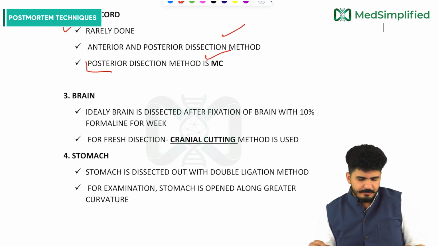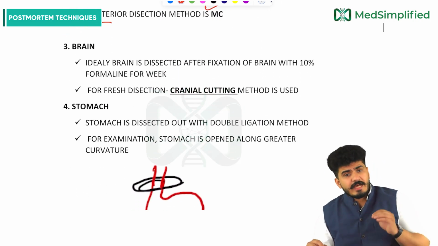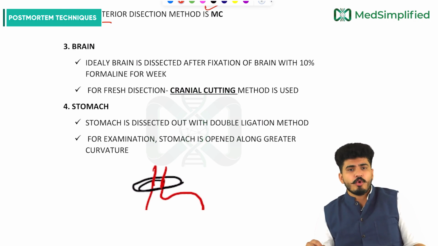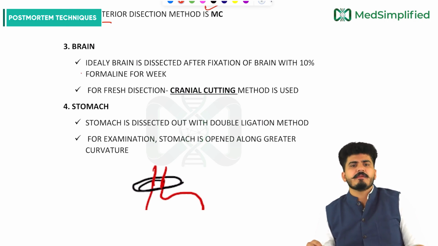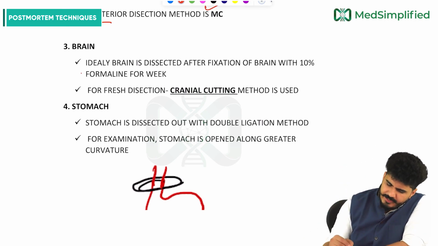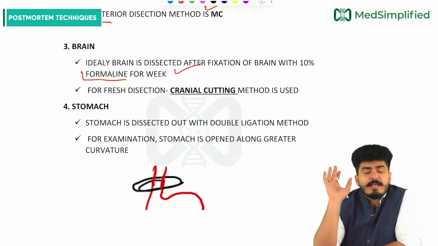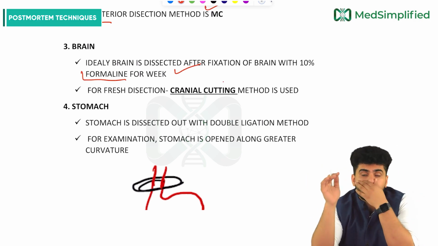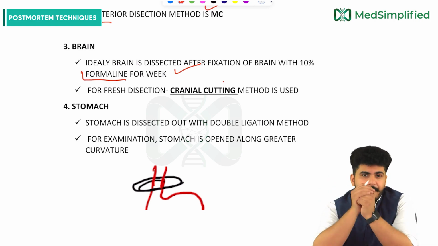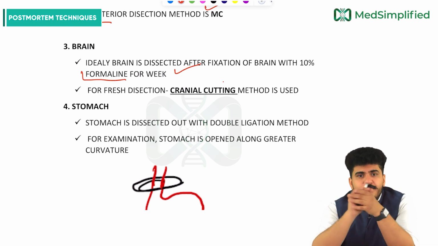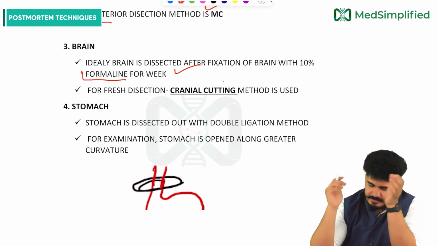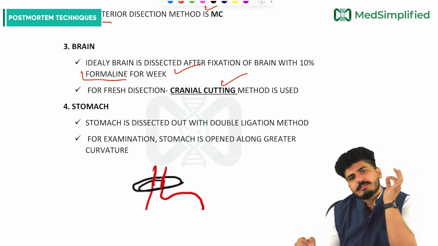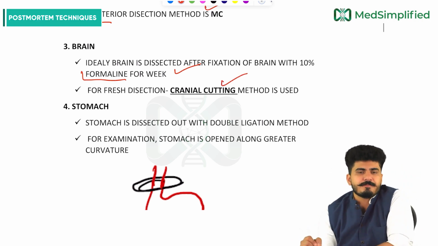The third organ is the brain. Are you directly cutting the brain? No. Ideally, what the book says, the brain is dissected after fixation with 10% formalin for at least a week. Till 7 days, you will fix the brain with formalin. Then you will dissect the brain. But if you have to do a fresh dissection, then the cranial cutting method is what we use, my dear friends.